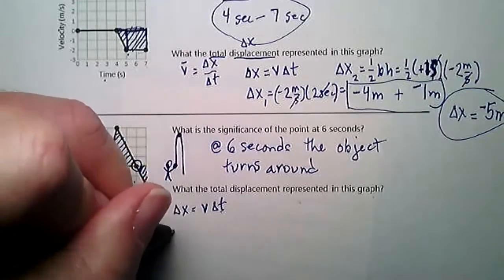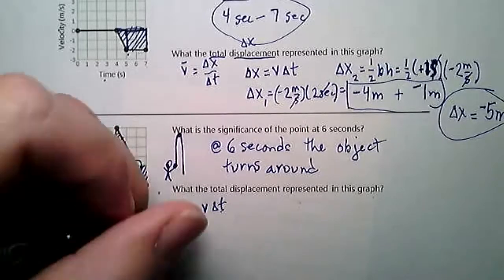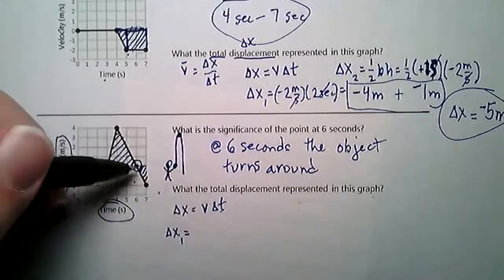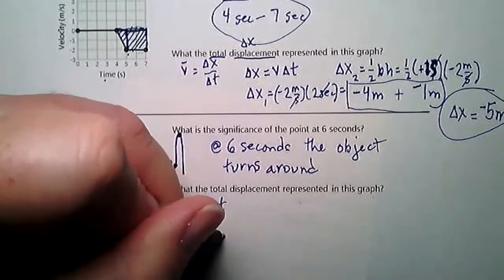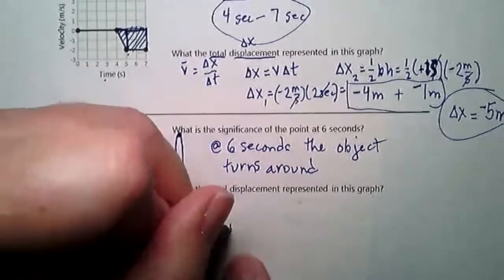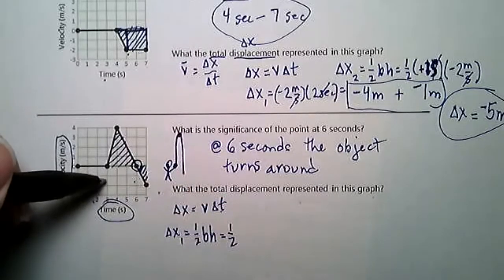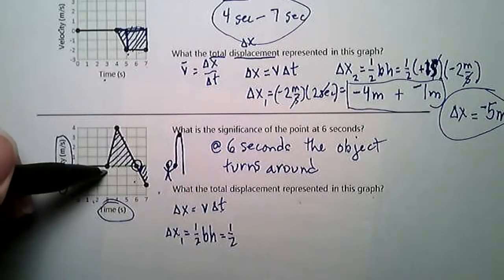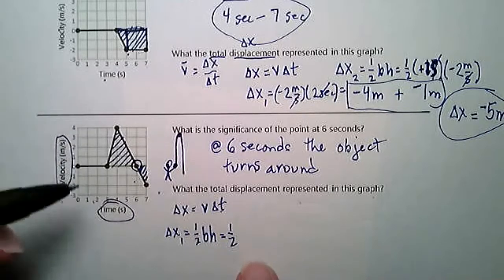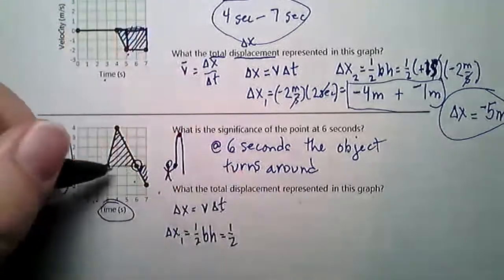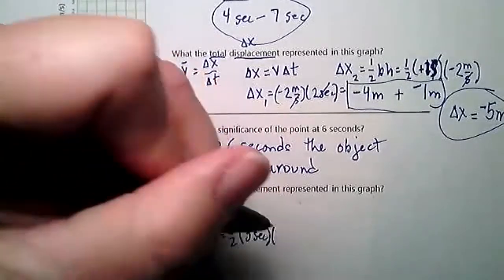So what I'll say is that delta x1, we'll say that this is delta x1. I can see right away they're both triangles. So this is going to be 1/2 base times height. Or 1/2, if I look at this, the base is here. How big is that? 3. We go from 3. So that'd be 1, 2, 3. 3 seconds. That's the base. So I would say this is going to be 3 seconds.